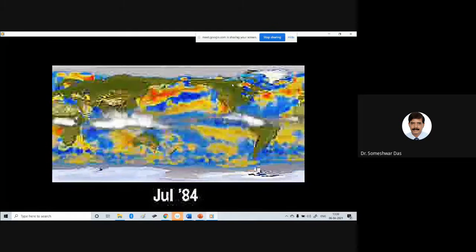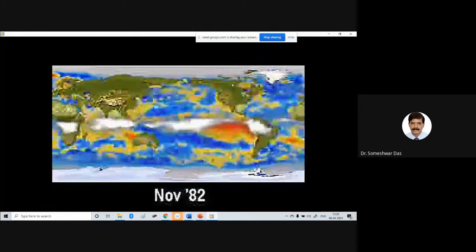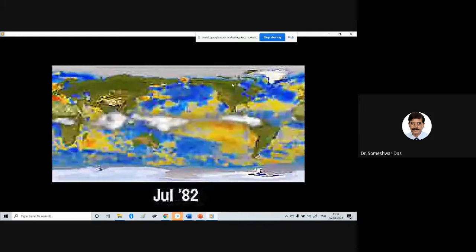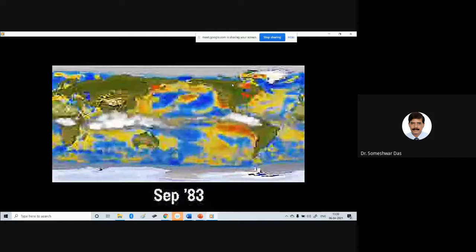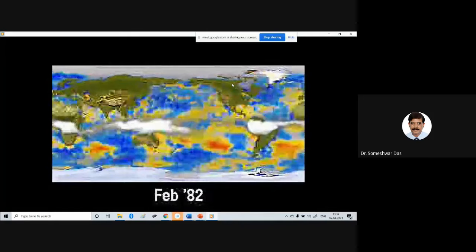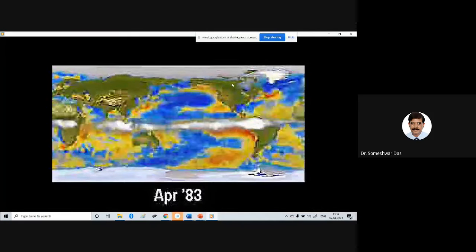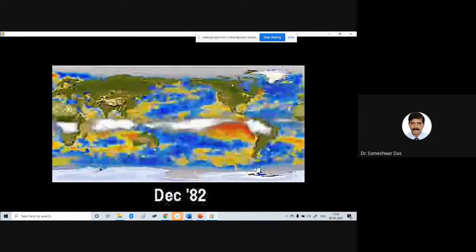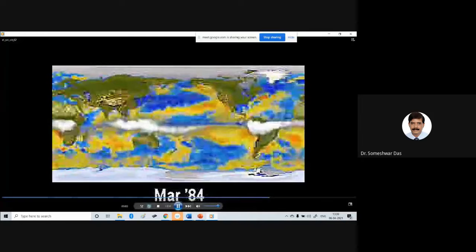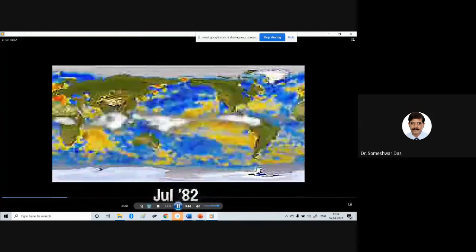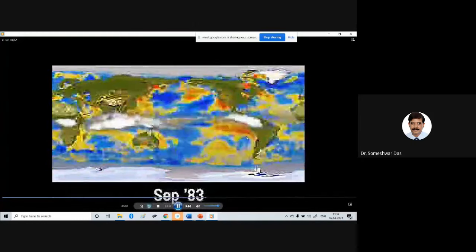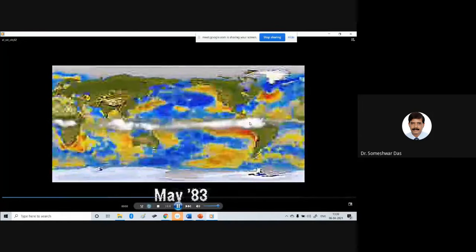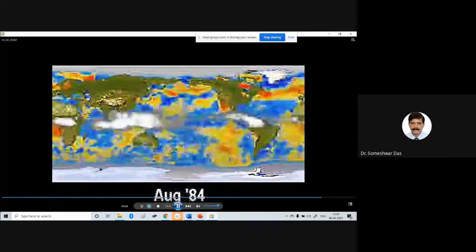So basically, there is an inverse relationship between OLR and convection. The higher the convection, that means the deeper the cloud, and the lesser will be the OLR. So when there is an El Nino year, there is maximum warming taking place here, so most of the clouds, the deep convective clouds, will form here. And accordingly, the OLR will change.